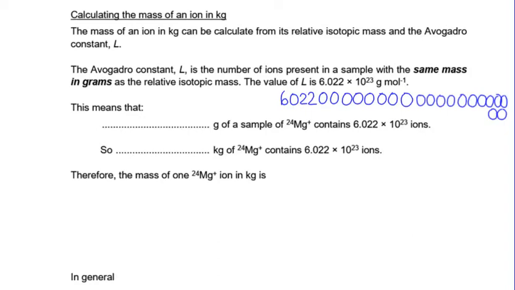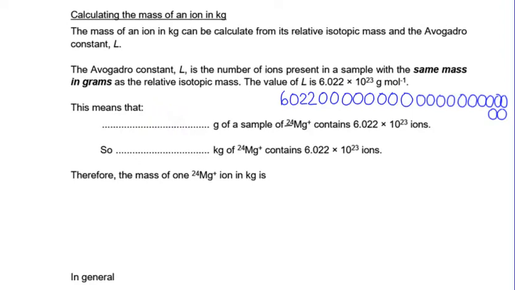Alright, so what does this mean to us, and how can we calculate the mass of 1 and have it in kilograms, because these masses in the periodic table are going to be in grams. So this number here at the top, 24, means that 24 grams of a sample of magnesium 24 contains that many ions.